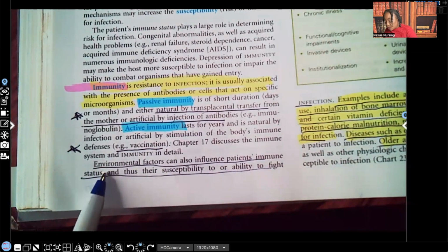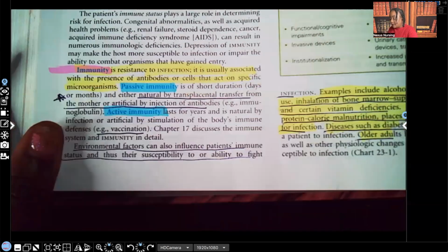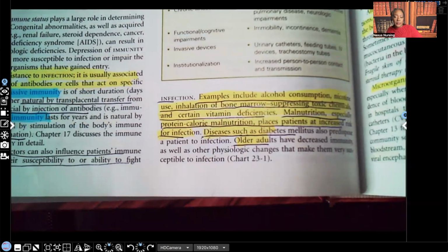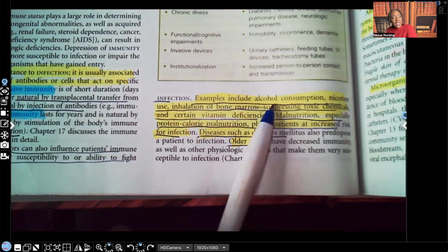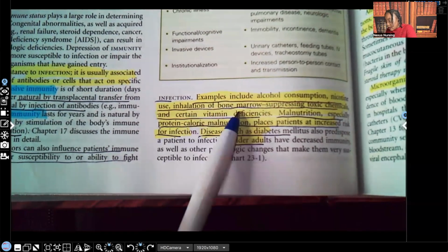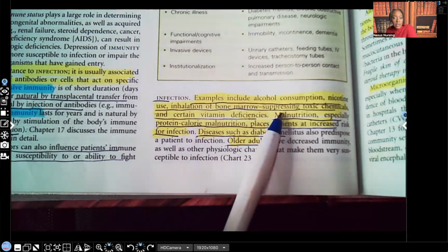Environmental factors can also influence patients' immune status and their susceptibility to or ability to fight infection. What are examples of those environmental factors? Alcohol consumption. Do you think alcohol could increase or decrease immunity? Decrease. Nicotine use, decrease. Inhalation of bone marrow suppressing toxic chemicals, decrease immunity.